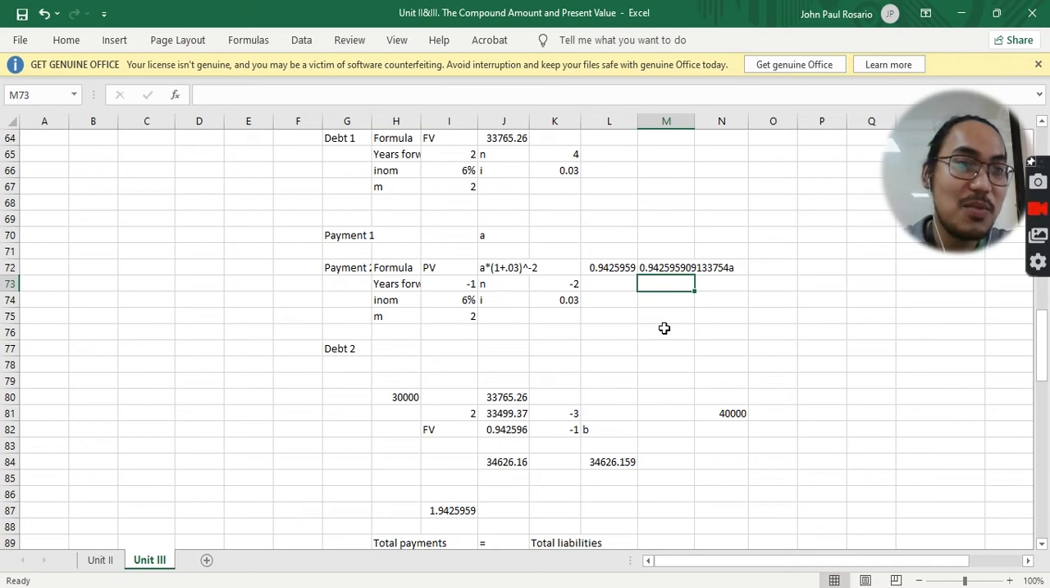This is assuming we don't round off during the process, which is the ideal thing. Round off only at the final answer so you don't have discrepancies. So this is now the equivalent value of 1A two compounding periods before. So that's 0.948.